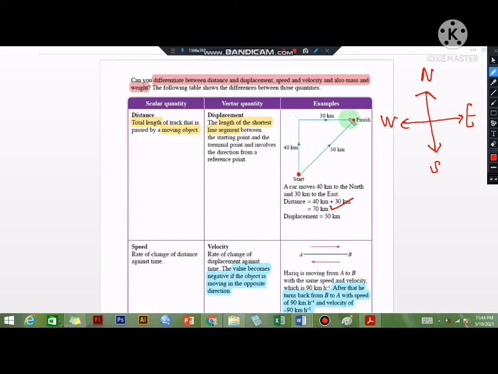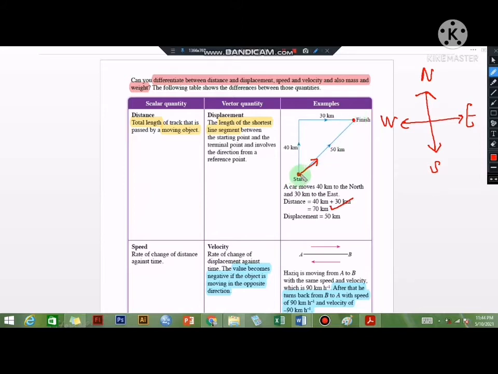For displacement you need to choose the shortest distance. So the shortest distance is by using this way. But even if you use the shortest distance, you need to make sure that the starting and the finishing point is the same. So this is the displacement.